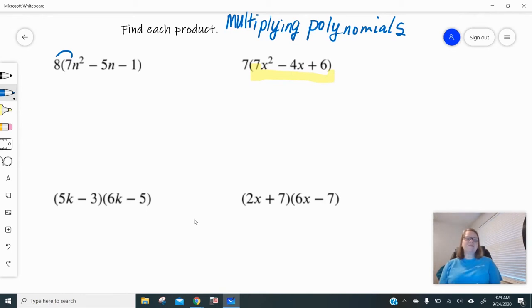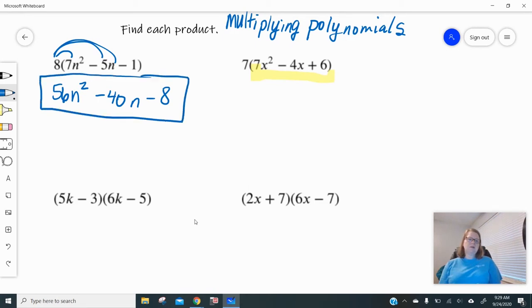Okay, so 8 times 7 is 56, and then that's an n squared term. 8 times negative 5 is negative 40, and that's an n term. 8 times negative 1 is negative 8. And I just need to make sure it's descending. Squared, 1, and none. So that is done. All right. Let's do one more.